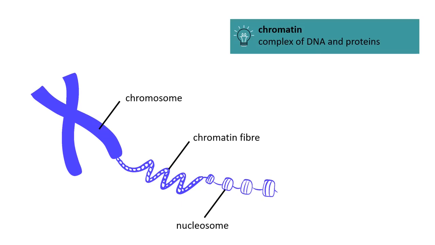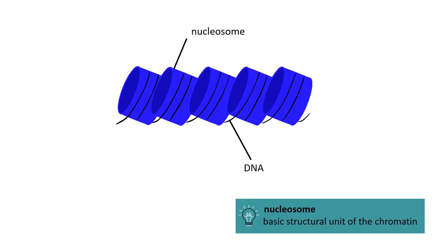Chromatin is a complex of DNA and proteins that forms chromosomes, and the chromatin fiber is the basic subunit of the chromosome. We often describe the chromatin fiber as a series of beads on a string. The string is the DNA, and the bead is a nucleosome, a basic structural unit of the chromatin.